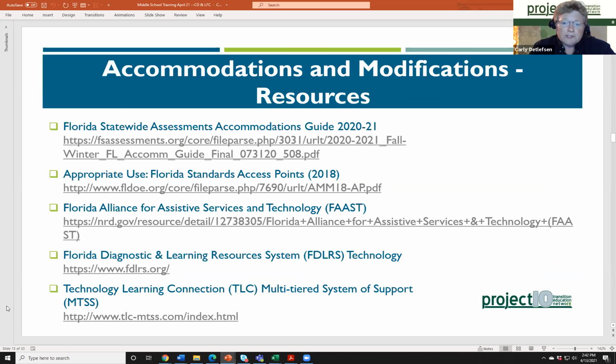Some additional resources that talk about accommodations and modifications, you can see there on the website. Again, some resources that come from DOE, some resources that have come from Fiddlers, resources that have come from our Florida Alliance for Assistive Technology, which we call FAST, and then our Technology Learning Connection MTSS group.